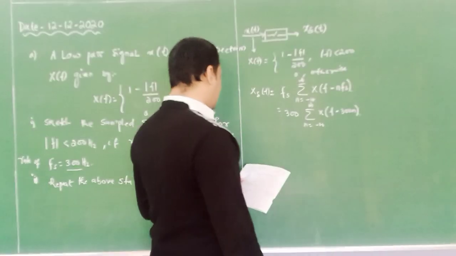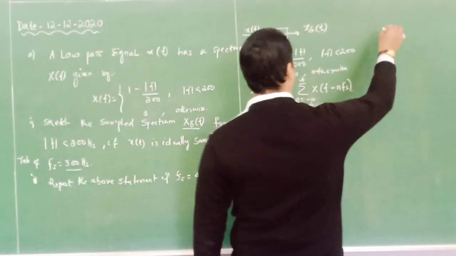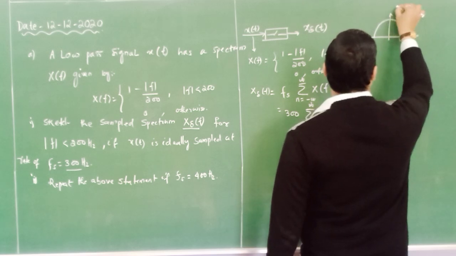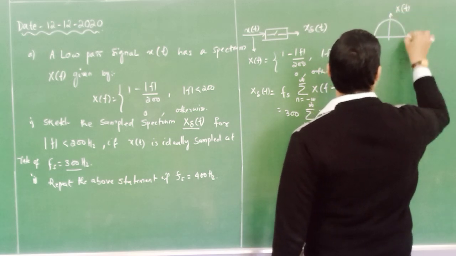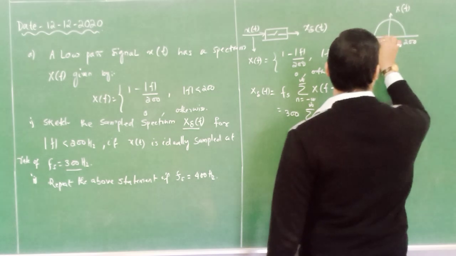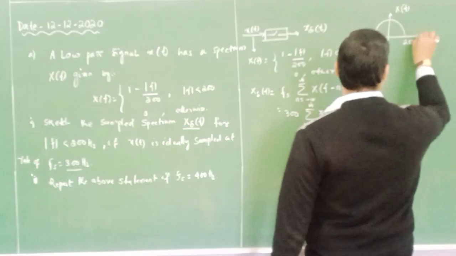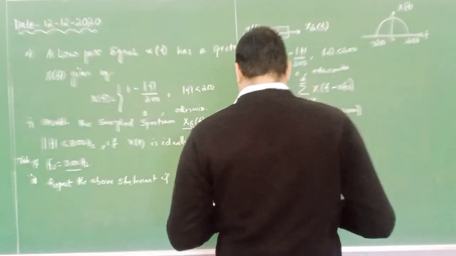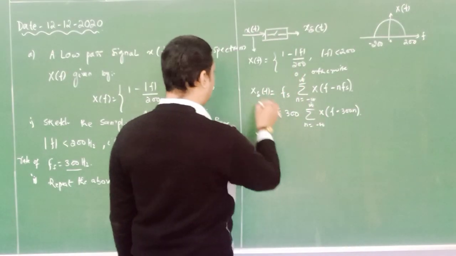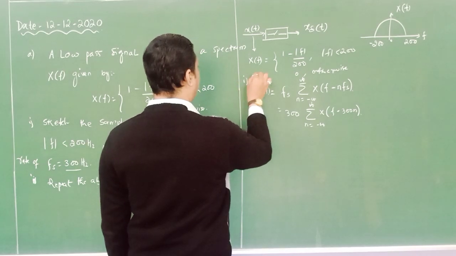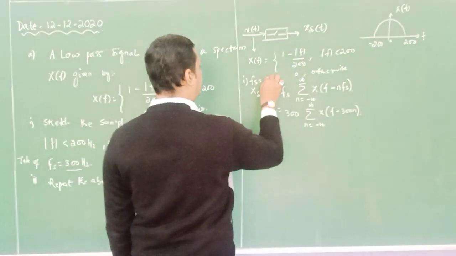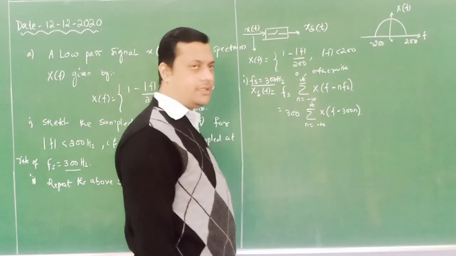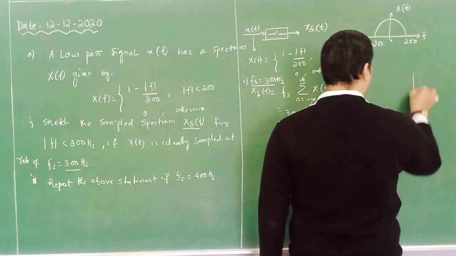And one more important thing, your X of f is band limited to 200 Hz and minus 200 Hz. So this is X of f. And first, case 1, if fs is equal to 300 Hz. For this, the condition is this much. So what will be its spectrum? Let's see.